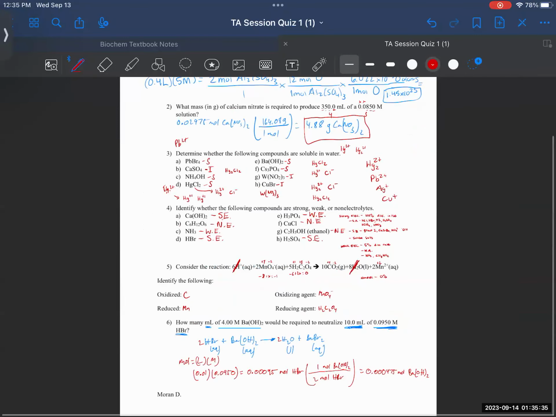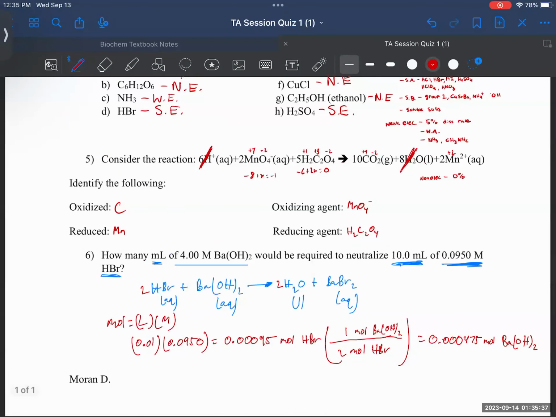All right. There's a final step we have to do. We have moles here and molarity. So how do we get volume?